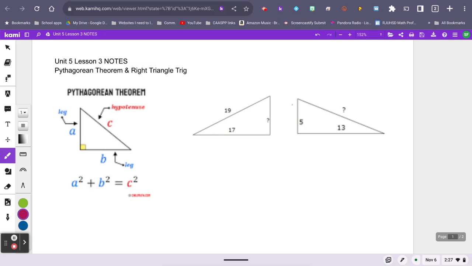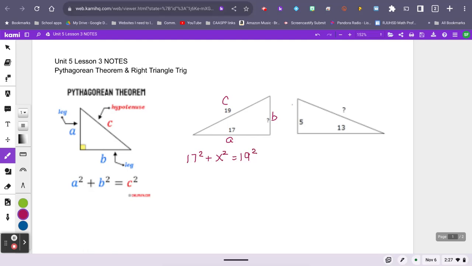C is always going to be your hypotenuse, which is going to be your longest side. And a and b, it doesn't really matter. Those are your legs. And so on the first one, I just labeled it. And so we're going to go 17 squared plus x squared equals 19 squared. I just like finding missing sides with x.